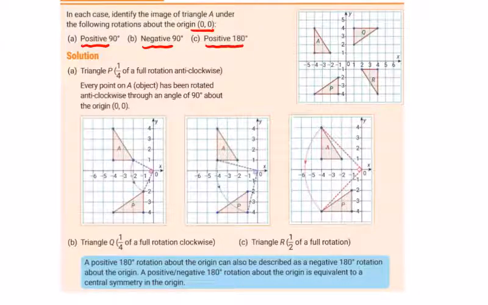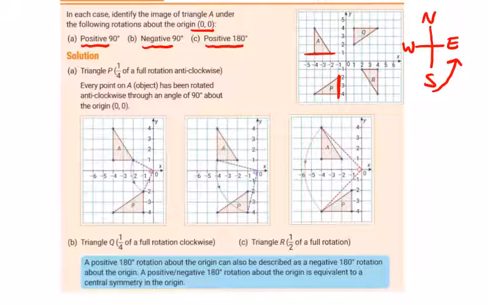Now, the way I was taught was, if we take this side here, and we imagine north, south, east, and west, my line in triangle A, this line along the bottom, is on the south. So I'm just going to do a line of south. In triangle P here, it goes to the east, so it's gone from south to east. It's rotated in an anti-clockwise direction, which we saw was positive. So it's gone on a positive 90 degrees or a positive quarter turn. That's the easiest way to identify these.